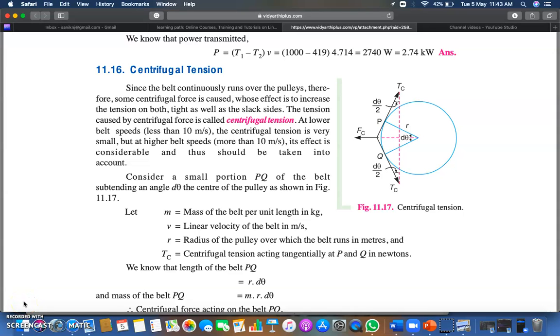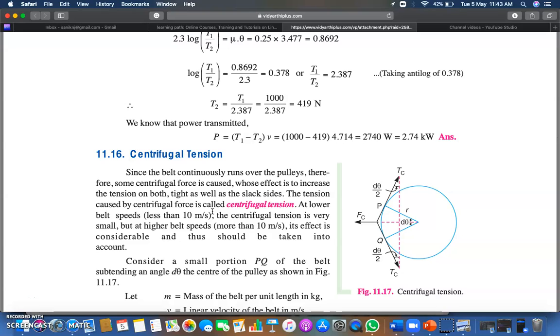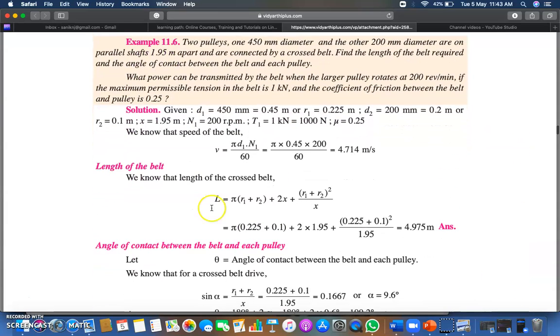Hello friends and my dear students, as we have discussed the ratios of tension in the last session, and the power transmitted from the belt, and we have done some numericals on the basis of that as well. I have given you this numerical to solve on your own. There are two pulleys, one with a diameter of 450 mm and another of 200 mm, and you have to calculate the power transmitted by the whole belt.